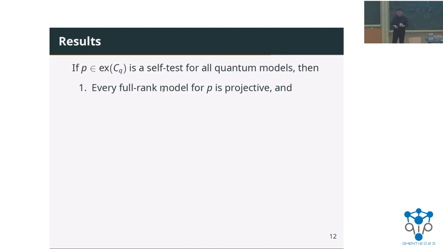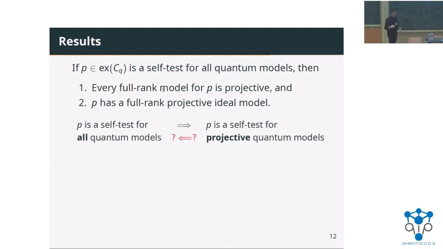For example, the correlation given by Kaniewski and Mančinska is a self-test for the class of full rank quantum models, but not a self-test for all quantum models, because in their example, every full rank quantum model is non-projective. In this case, we also show that you can always find a full rank projective ideal model. This further shows that being a self-test for all quantum models implies being a self-test for projective quantum models.